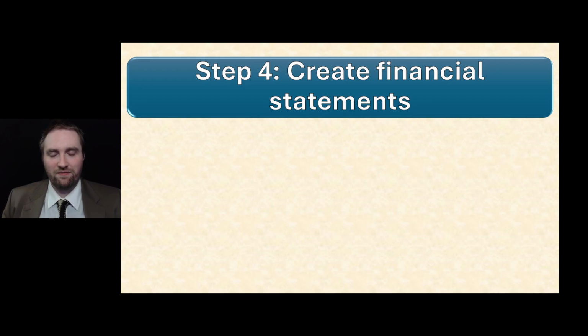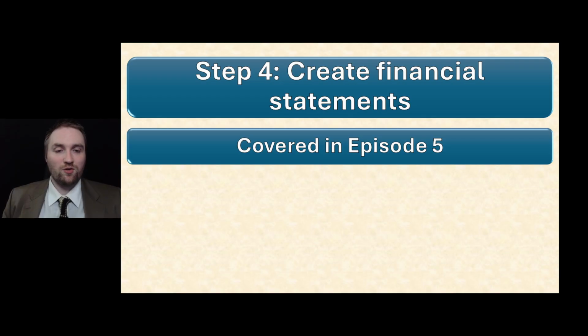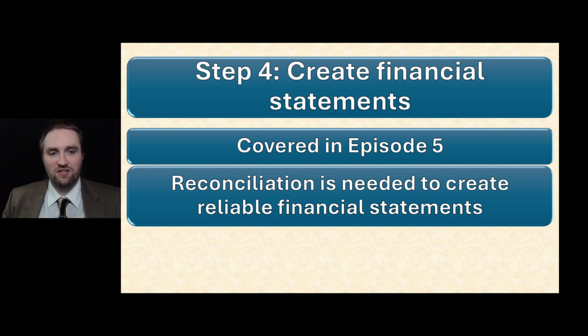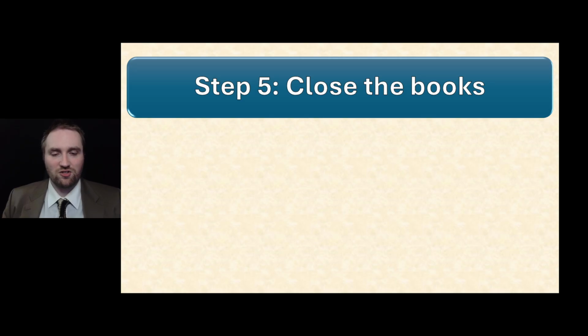Step 4, create financial statements. After reconciling for the period, the next step of the bookkeeping cycle is creating financial statements. We covered creating financial statements in episode 5, so if you want to review the process, please revisit that episode. In short, reconciliation is needed to create reliable financial statements, which is why the steps are ordered in this particular way.